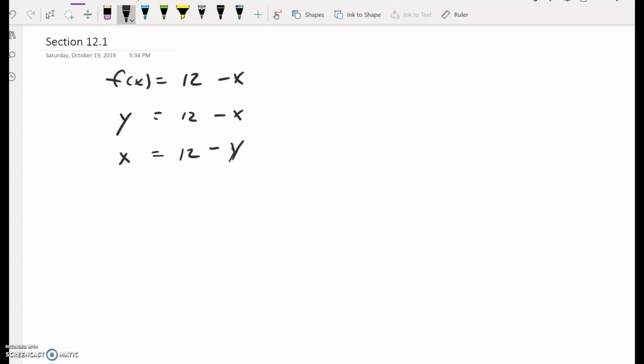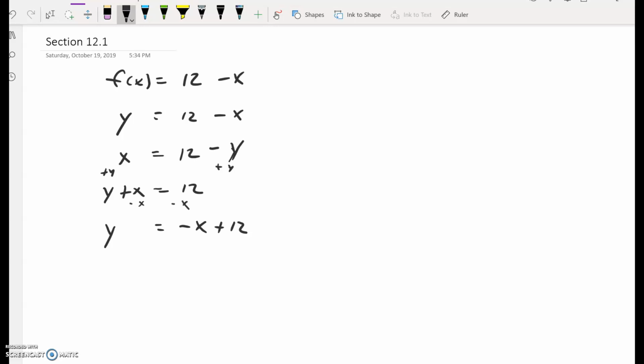Then in order to graph this, the next phase is to get y by itself. So we could add a y to both sides. I've added a y here and I've added a y here. And we could take away an x from both sides. Taking away an x here and taking away x here.